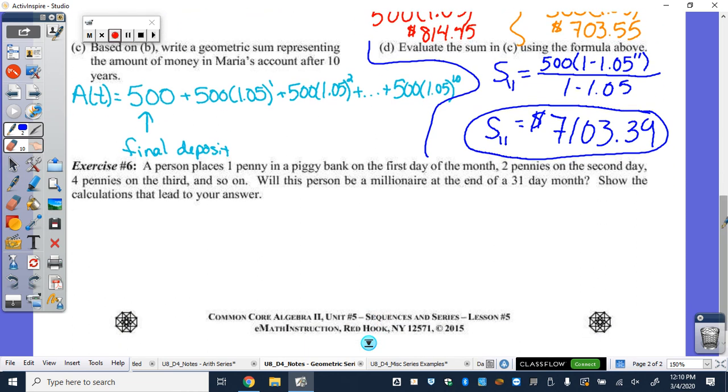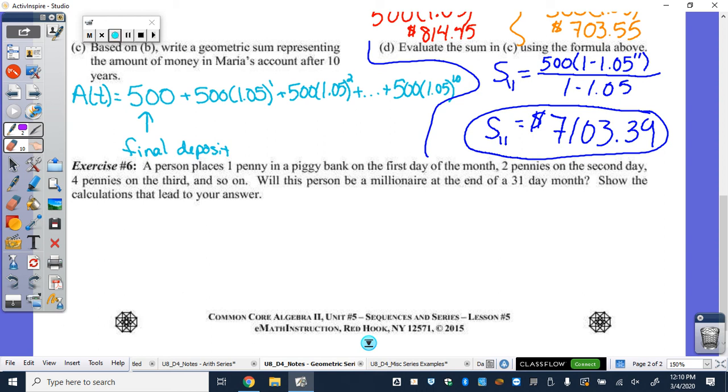All right, so our last one on this page. A person places 1 penny in a piggy bank on the first day of the month, 2 pennies on the second day, 4 pennies on the third day, and so on and so forth. Will this person be a millionaire at the end of the 31st day of the month? Show the calculations that lead to your answer.